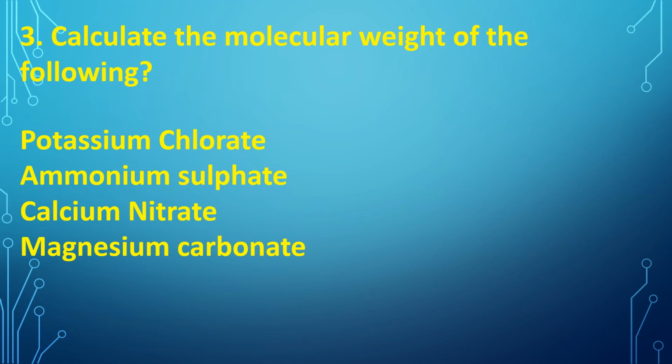Then here, what is the molecular weight? Calculate the molecular weight of the following. So here, first one is potassium chlorate. Potassium chlorate formula, first you have to write the molecular mass of. First of all you have to write the molecular.